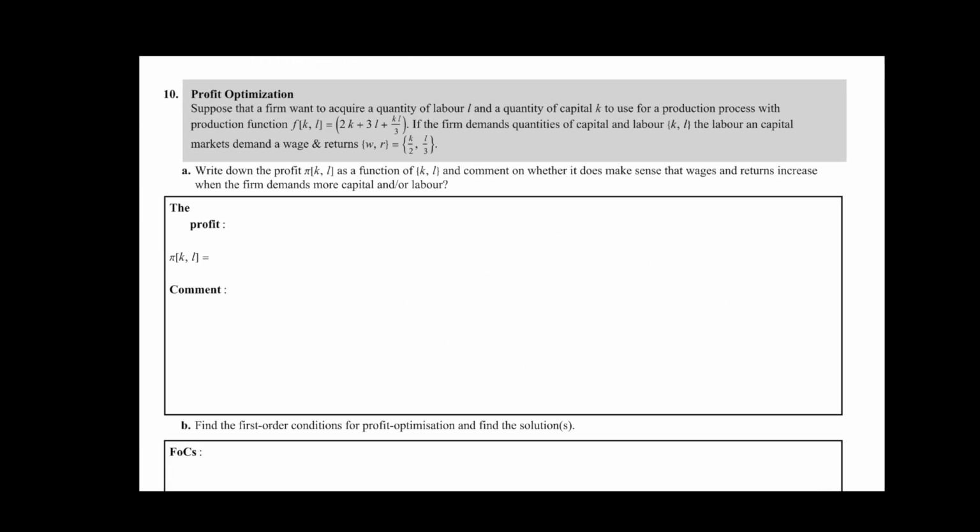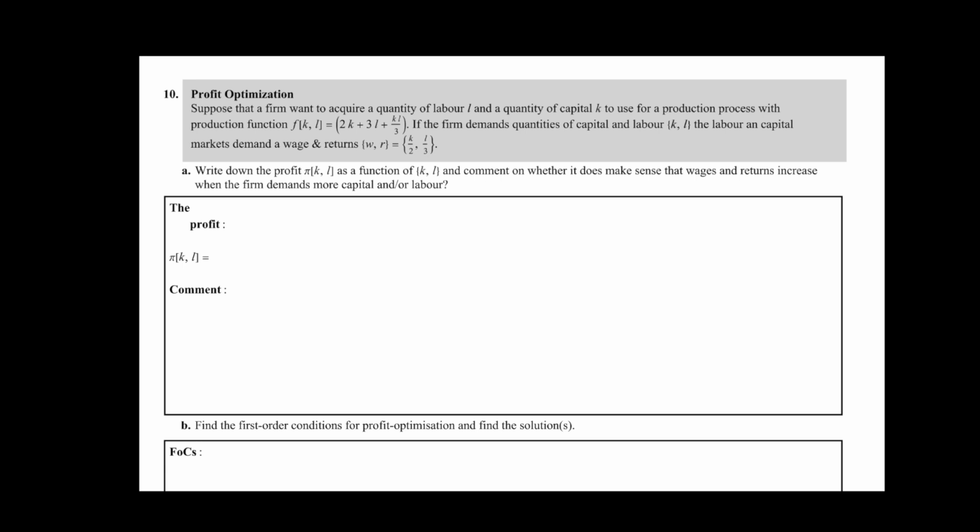Moving on to question 10. Suppose that a firm wants to acquire a quantity of labour L and a quantity of capital K to use for a production process with production function equal to 2K plus 3L plus KL over 3. If the firm demands quantities of capital and labour K, L, the labour and capital markets demand a wage and returns W, R equal to K over 2, L over 3. Write down the profit as a function of K and L and comment on whether it does make sense that wages and returns increase when the firm demands more capital or labour.